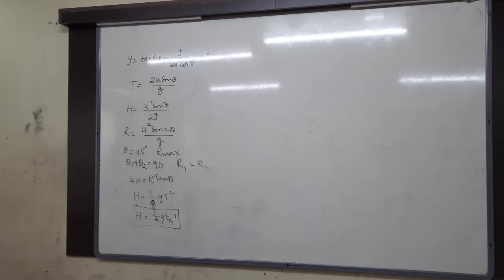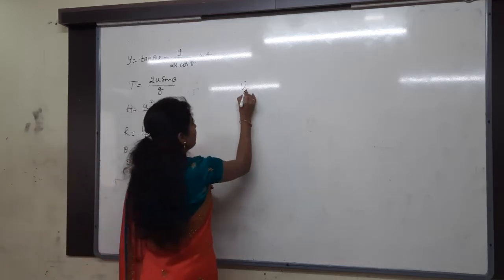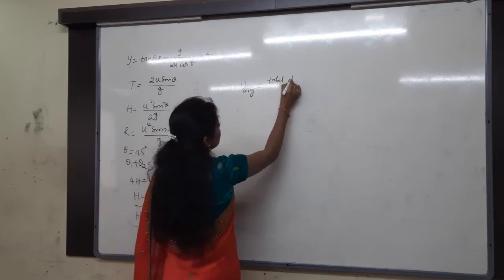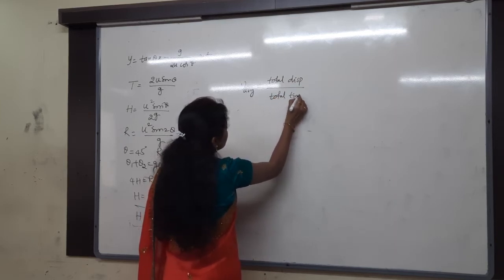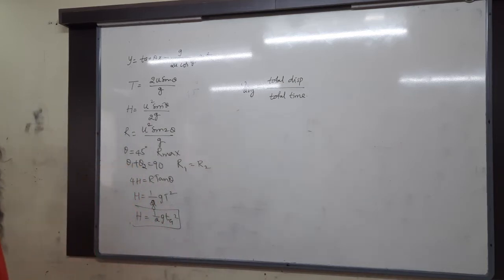What I asked is the average velocity. Find out the average velocity. What is the average velocity formula? Whoever came newly, listen to this. V average is equal to total displacement by total time taken. Think properly. What is the total displacement? What is the total time taken? Think properly and then get the answer. Complete projectile.